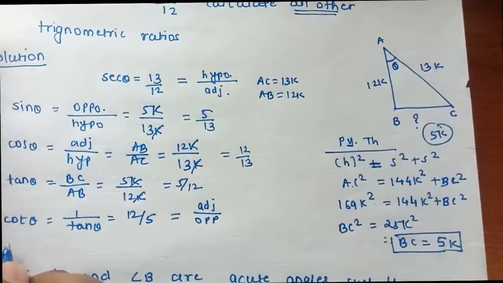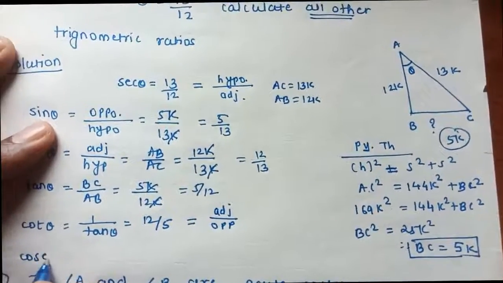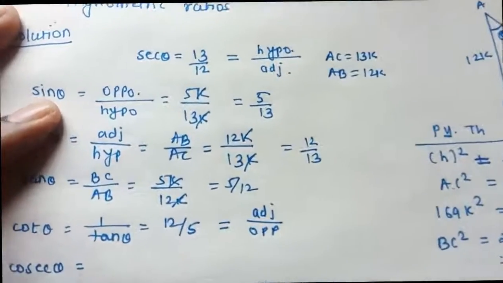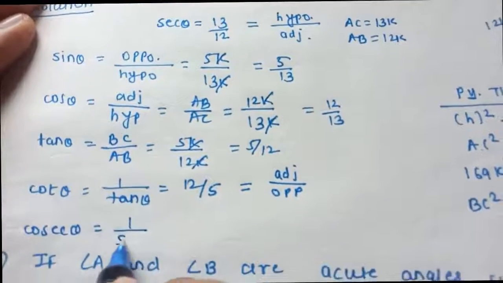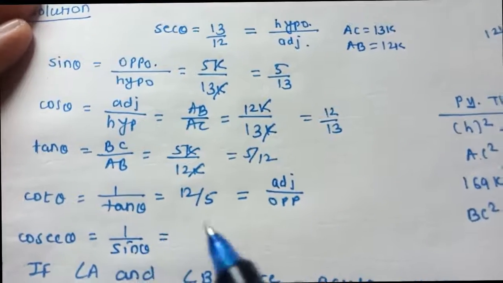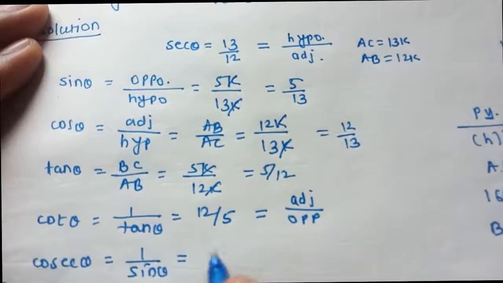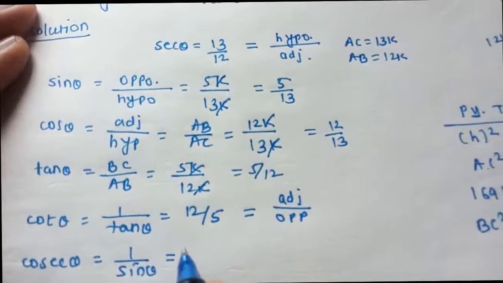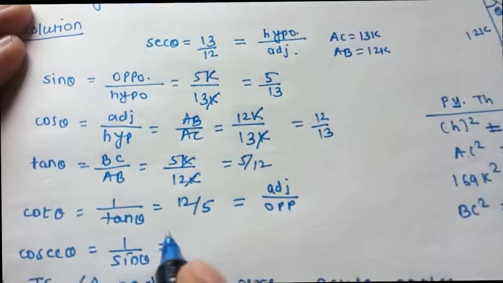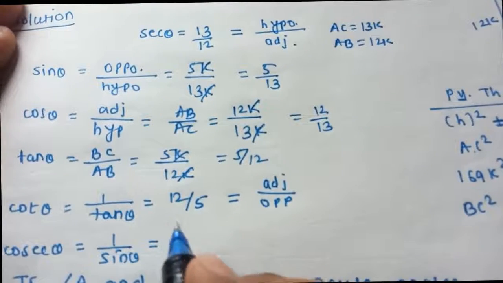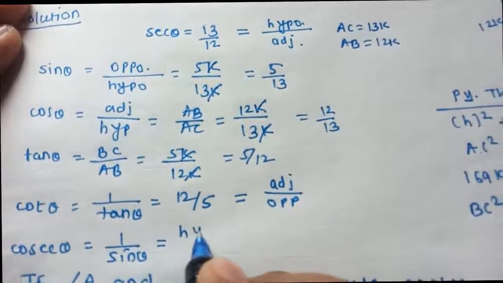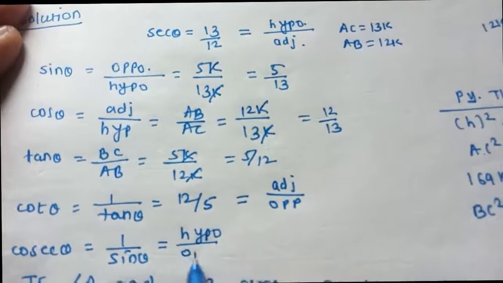Next is cosec, the last. Cosec theta, I told you, is nothing but 1 by sin theta. That means जो भी sin का फॉर्मूला है, just exactly reverse कर दो उसे, आपको मिल जाएगा cosec का फॉर्मूला. तो for your understanding I will write that also. Cosec is nothing but the reverse of sin. So sin का क्या था? Opposite upon hypotenuse. तो ये बन जाएगा hypotenuse upon opposite.